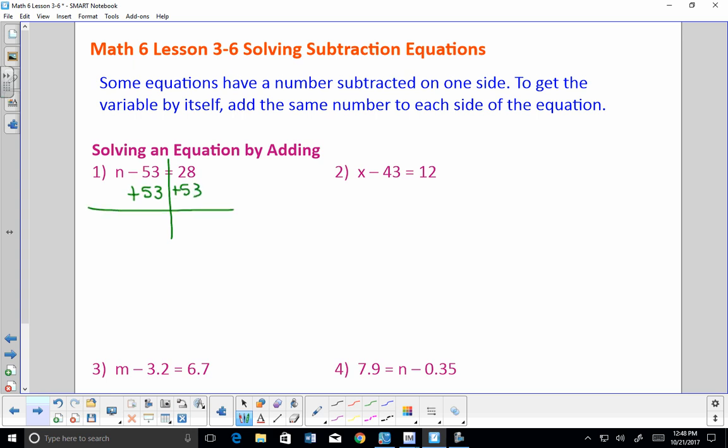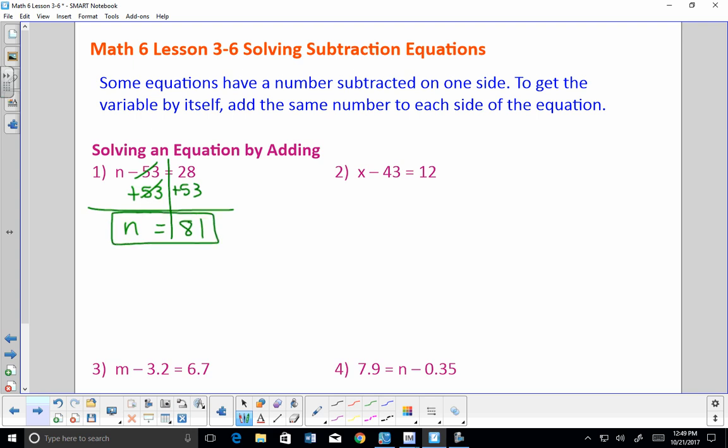By doing this, adding 53 and subtracting 53 cancels the 53 out, leaving n all by himself, which he likes because he does not like having any neighbors. And then we add 28 and 53, which happens to be 81.